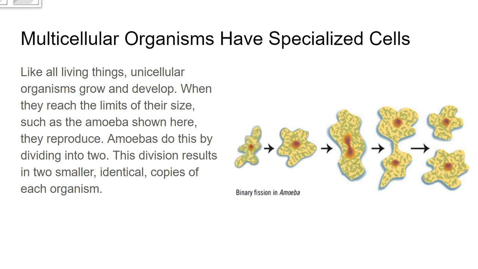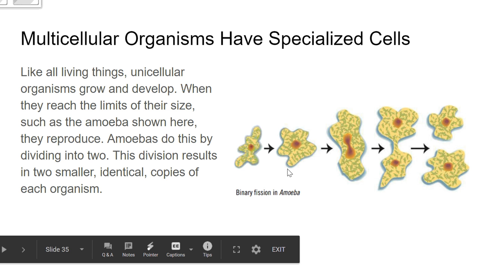Like all living things, unicellular organisms grow and develop. When they reach the limits of their size, such as the amoeba shown here, they reproduce. Amoebas do this by dividing into two. This division results in two smaller, identical copies of each organism. So this is what we call binary fission, and it's in an amoeba.